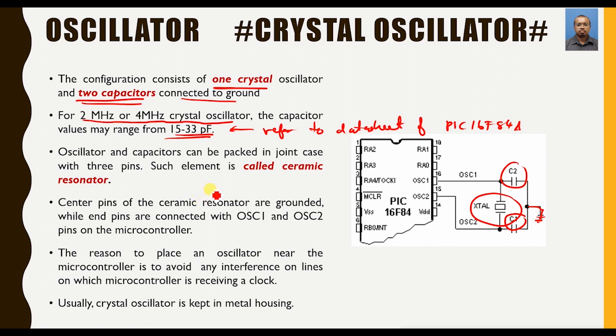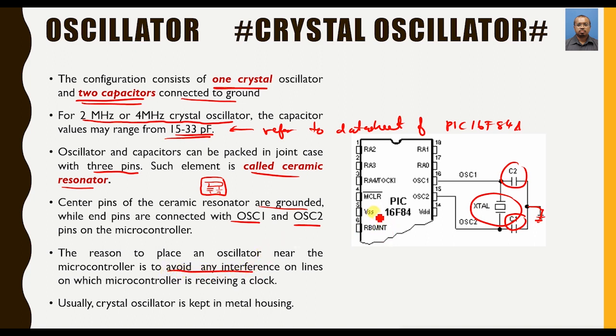And oscillators and capacitors can be packed in a joint case with 3 pins. This is like one piece of oscillator which is built together with a capacitor. So they have a built-in oscillator and then capacitor in there. So that's why it has 3 pins. So we call this a ceramic resonator. Center pins of the ceramic resonator are grounded, while the end pins are connected to OSC1 and OSC2 pins of the microcontroller. The reason to place an oscillator near the microcontroller is to avoid interference.